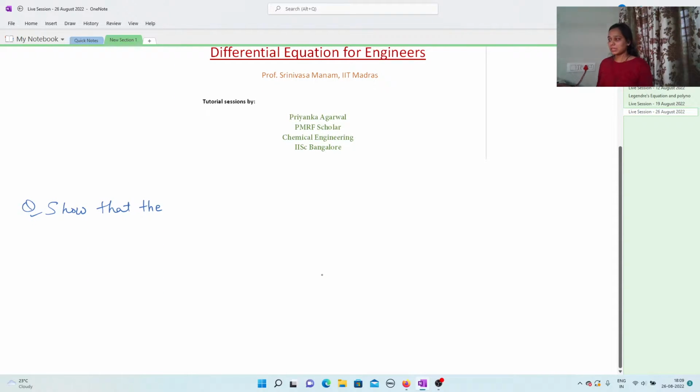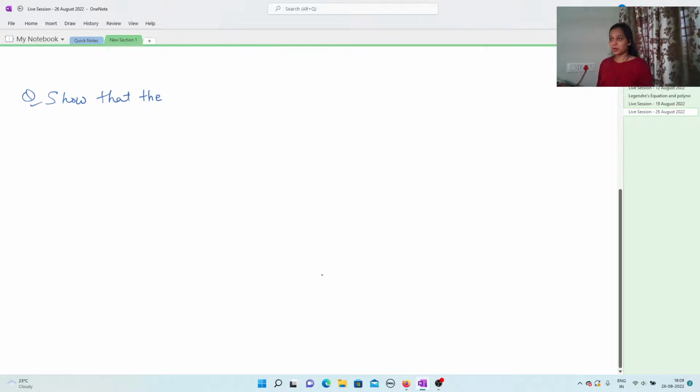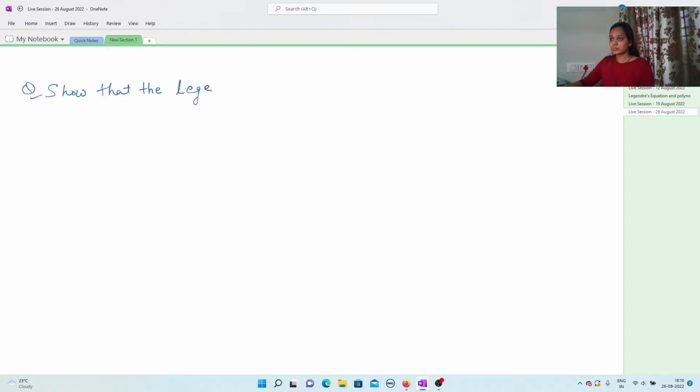So let's begin with the problems. We will solve a problem related to Legendre polynomials. The first problem is to show that the Legendre polynomials satisfy the following.